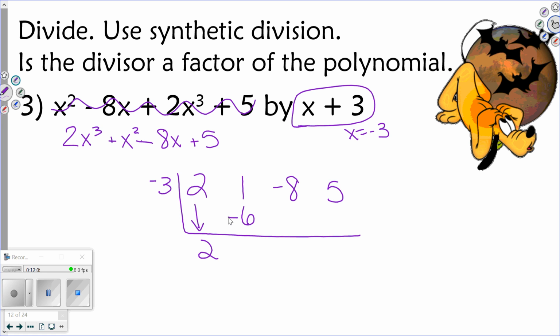All right, so then we have 1 minus 6, because there's a minus sign in front of that, which is -5. Then we multiply. -3 times -5, positive 15. So -8 plus 15, 7. Multiply. -3 times 7, -21. And then 5 minus 21 is -16.